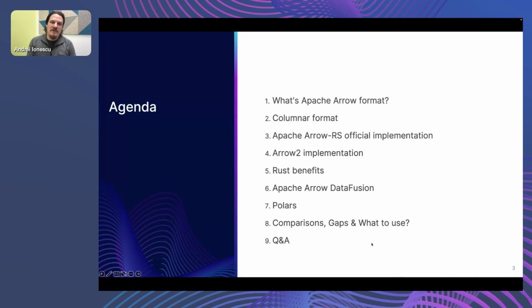The agenda is the following. We'll get a bit into the Apache Arrow format and its available implementations. We'll discuss the differences between them. We'll switch to query engines that make use of the Arrow format. We'll look at two of those, both written in Rust: Data Fusion and Polaris. We will dive into some queries and see how similar or different they are between the two, and we'll compare with Apache Spark. Lastly, we'll discuss the gaps and where to use which. So let's jump into it.